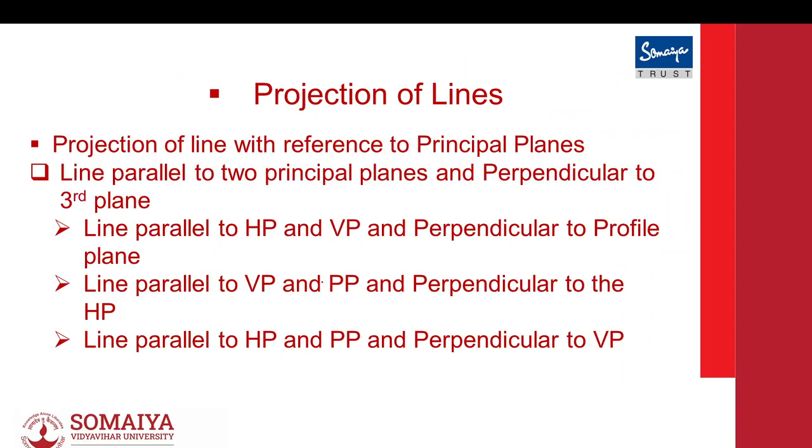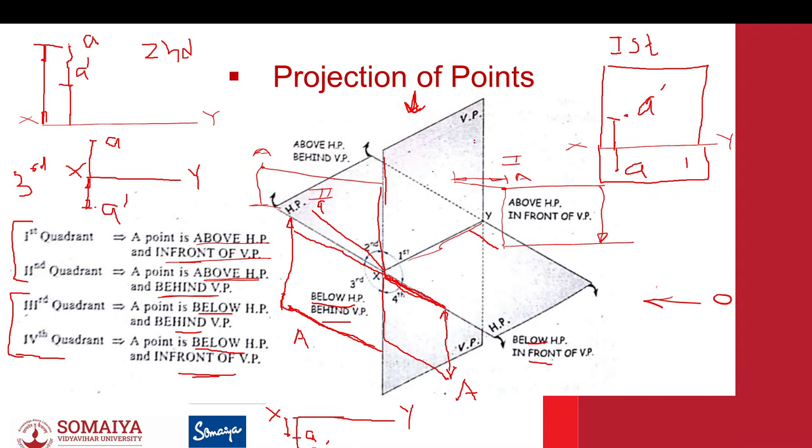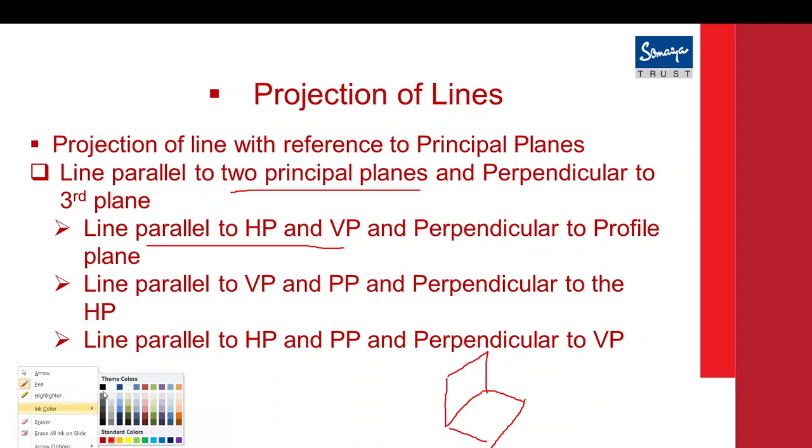Okay, let's proceed. Now based on that, we can have the line parallel to two principal planes. What do we mean by the two principal planes? As we have seen, this is the vertical plane. The vertical plane is called a principal plane, and the horizontal plane is also called a principal plane. So what is mentioned in the first case? The line is parallel to the horizontal plane as well as the vertical plane. What is the position of the line? If I draw this, it is parallel to both. In this case, if the line is parallel to both, I will denote that line by another color, let us say black.